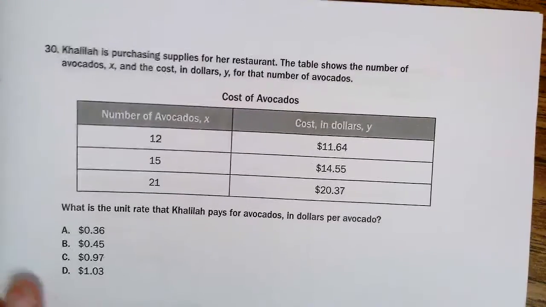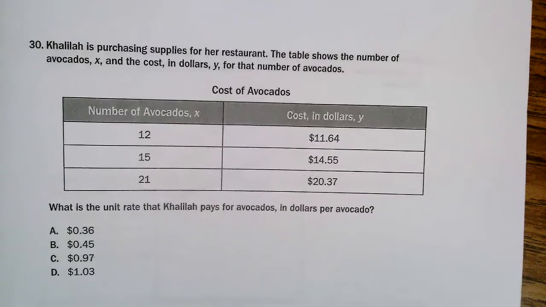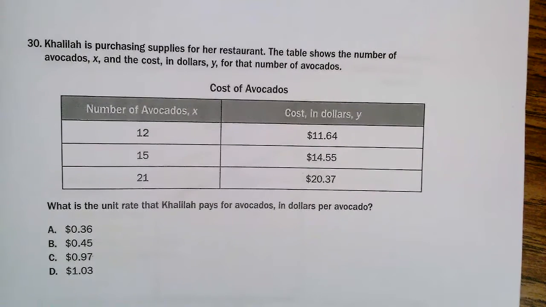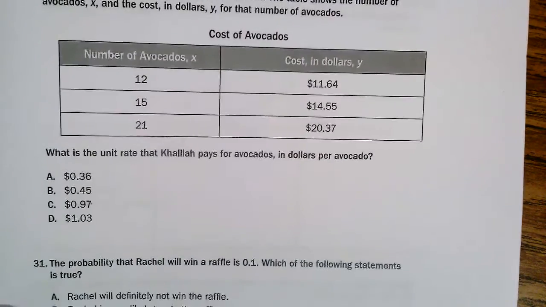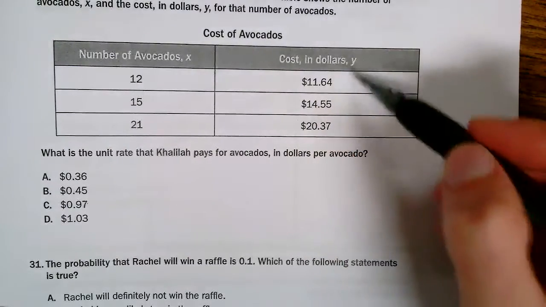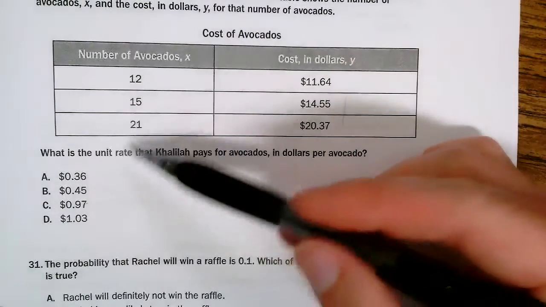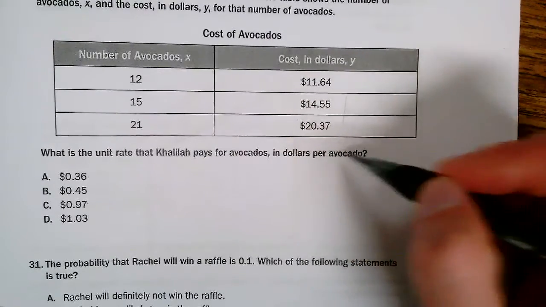Okay, our next one is number 30. It says Kalala is purchasing supplies for her restaurant. The table shows the number of avocados X and the cost in dollars Y for that number of avocados. So here I have my chart. Number of avocados here, cost is here. So what is the unit rate that Kalala pays for avocados in dollars per avocado?